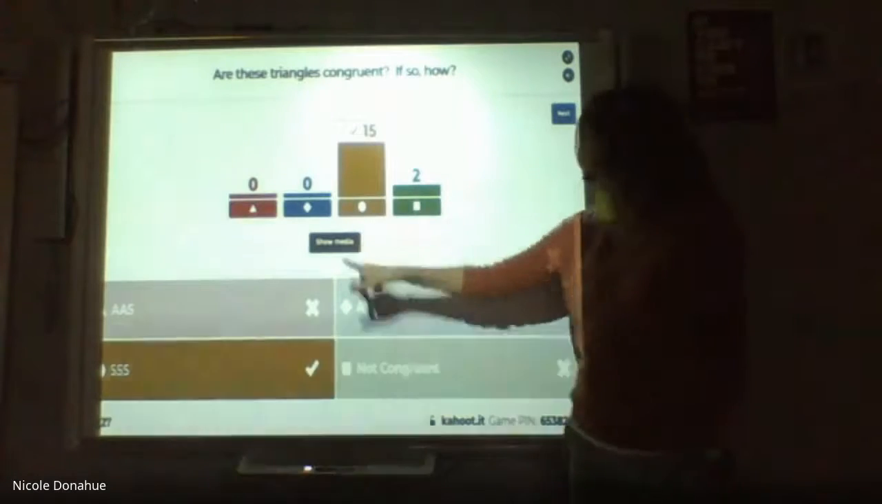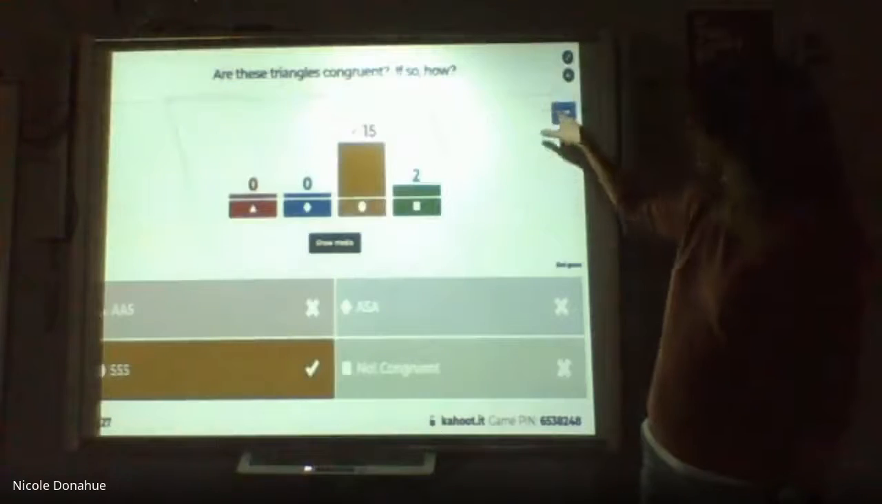Side, side, side, because we have the shared side in the middle. Again, it's okay for it to be flipped.